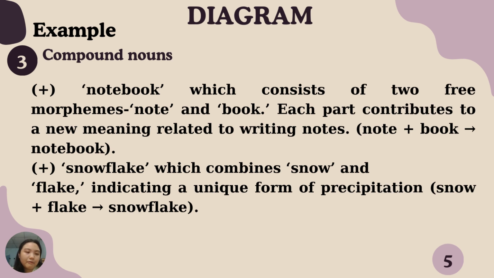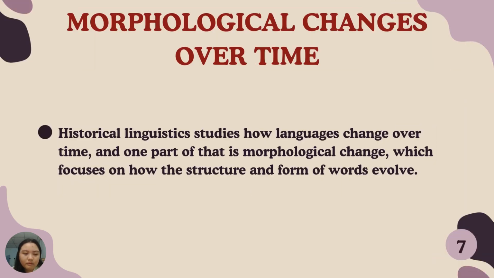So for the compound nouns, notebook, which consists of two free morphemes, note and book. Each part contributes to a new meaning related to writing notes, right? Likewise, snowflake, which combines snow and flake, indicating a unique form of precipitation.